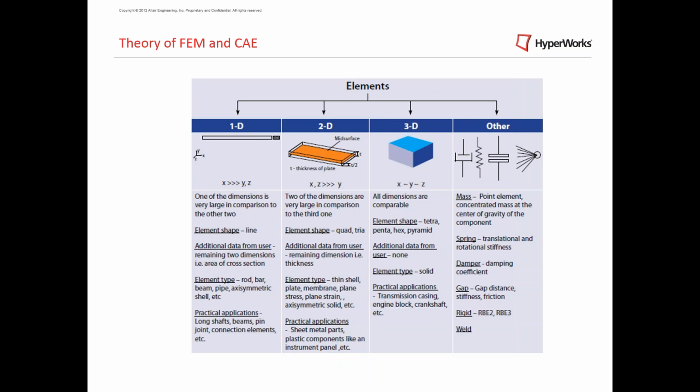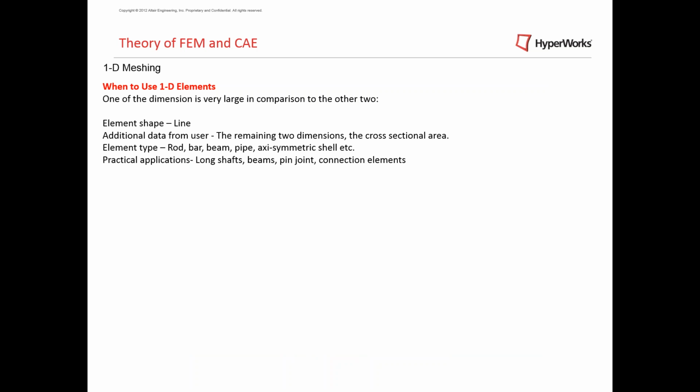Other types of elements are mass, point element, concentrated mass at the center of gravity of the component; spring, translational and rotational stiffness; damper, damping coefficient; gap, gap distance, stiffness, friction; rigids, RBE2, RBE3, and welds.